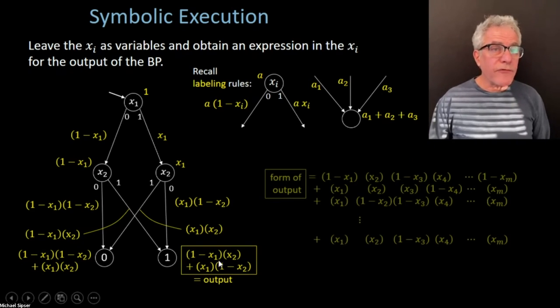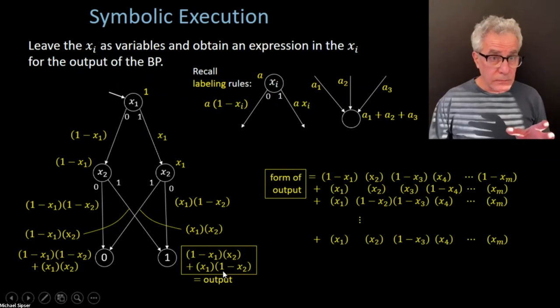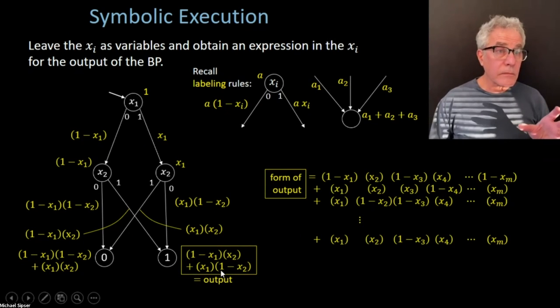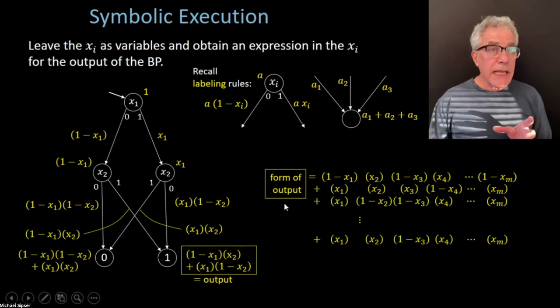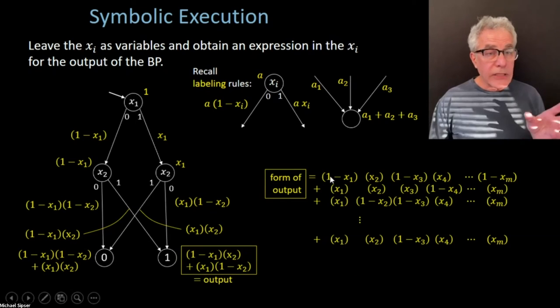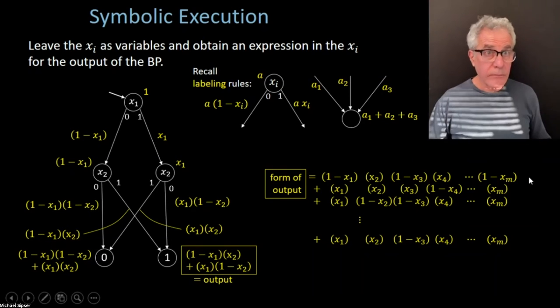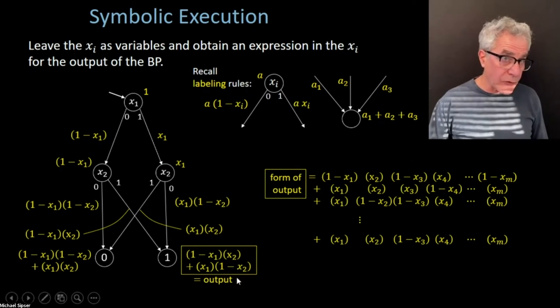So now notice the form of this polynomial is something special. It's going to look like a bunch of products of xi's and 1 minus xi's added up. So it's a sum of products of that form. Each row here is a product of xi's and 1 minus xi's, and then those rows are all added together. I claim that's going to be the form of this polynomial. You see, this already has that form.